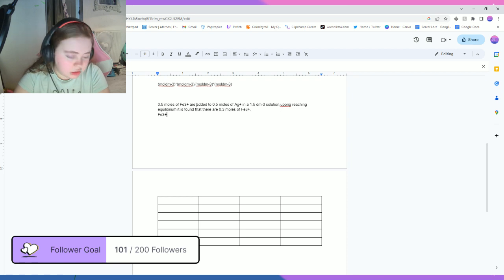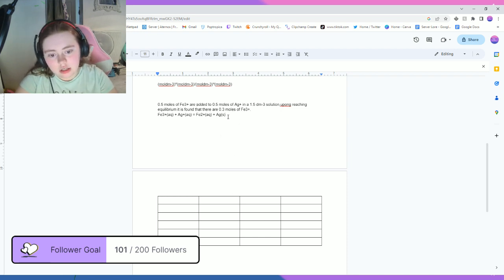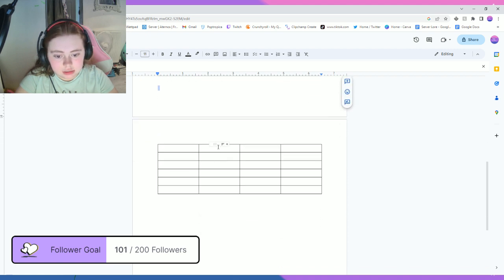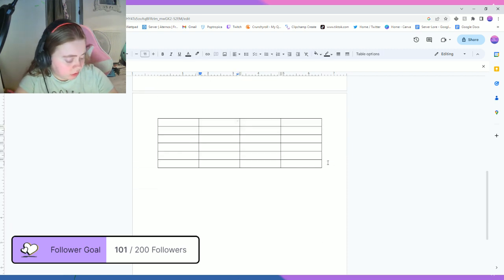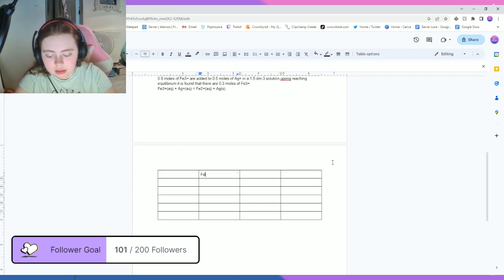And this is the equation. Ag+ aqueous into Fe3+, which I believe is also aqueous, plus Ag, which is a solid. So we don't actually need Ag as a solid, because we only count the aqueous solutions. So we need Fe3+.